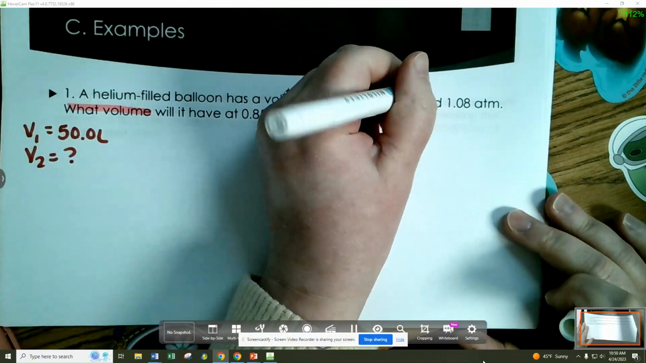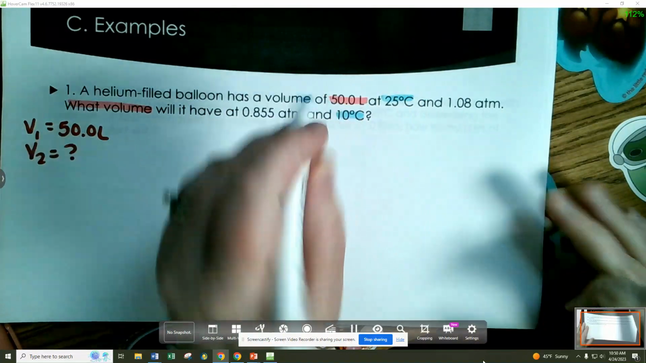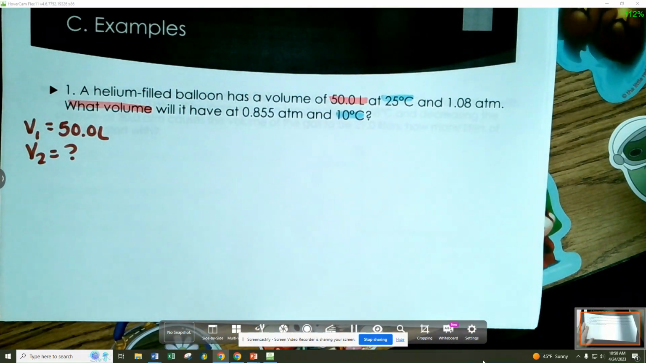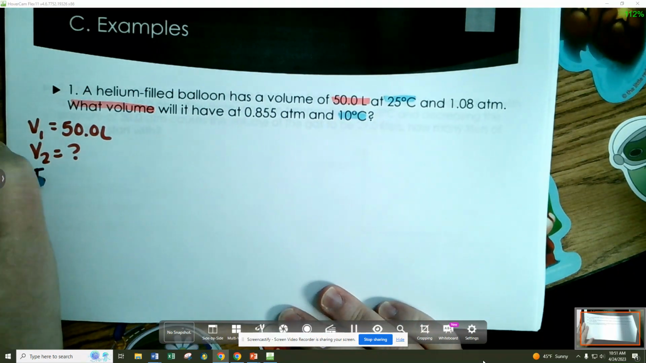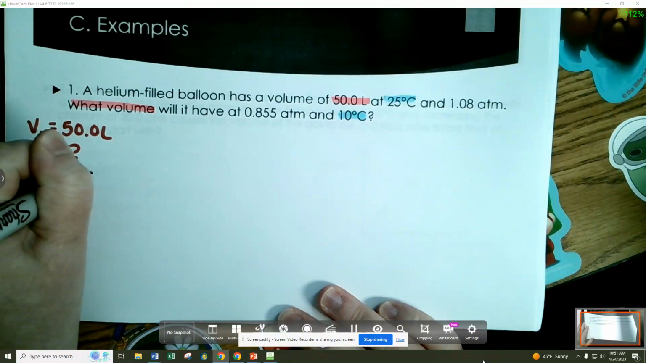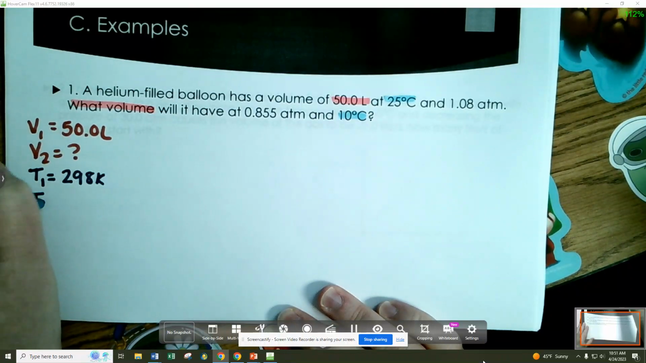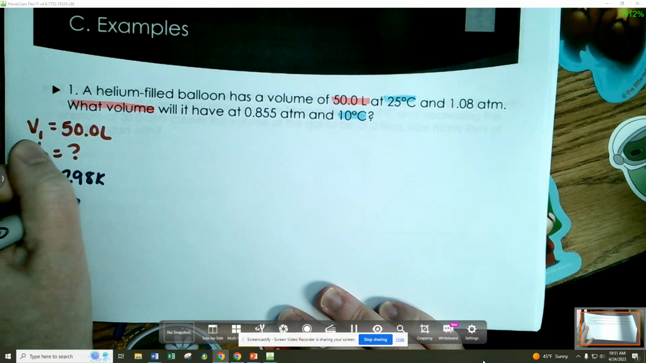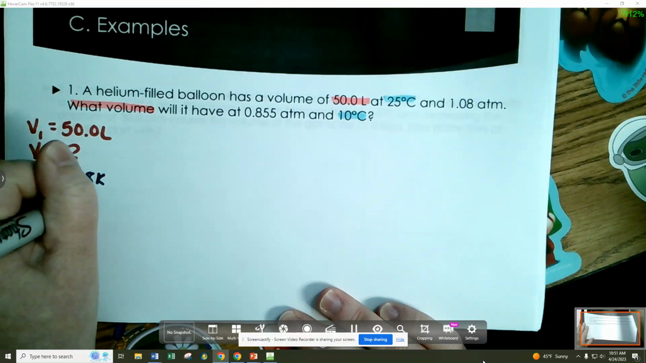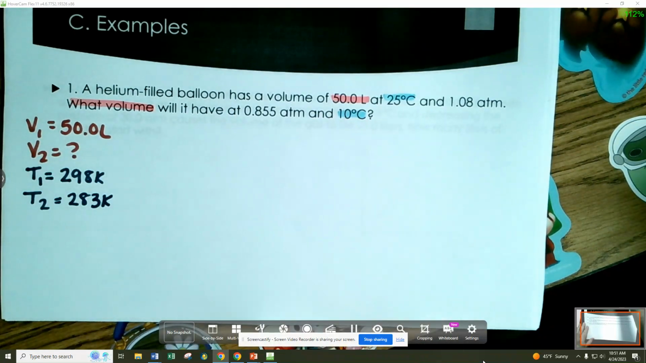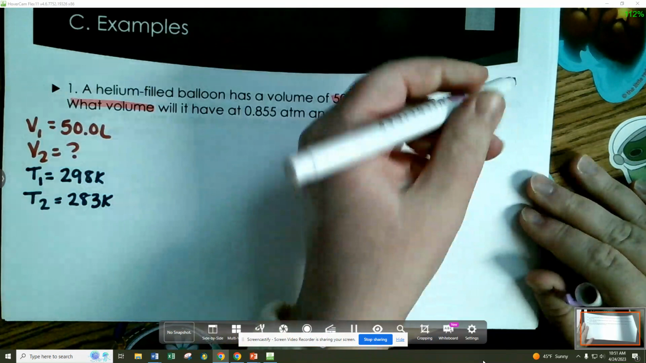Temperature, I know that Celsius is going to be a reflection of the temperature conditions that this is working at. And so the other thing with that is that T1 is 25 degrees Celsius, which is equivalent to 298 Kelvin. And T2 is 10 plus 273, so it is 283 Kelvin. If you want to show that work, you can, but you are not required to show the conversion of Celsius to Kelvin.